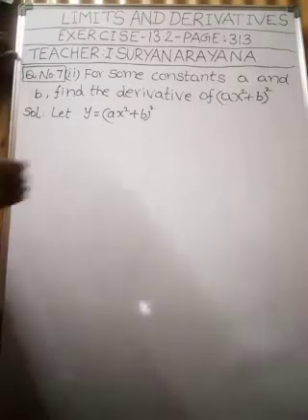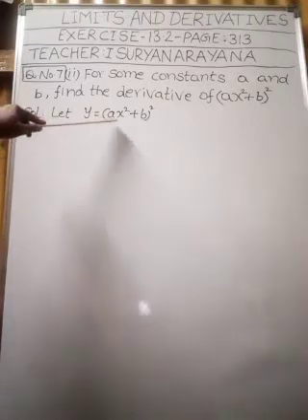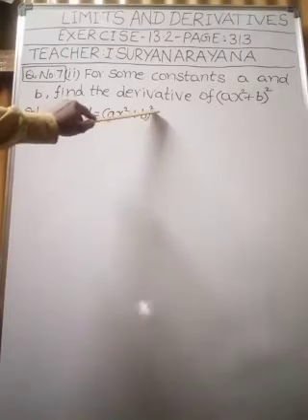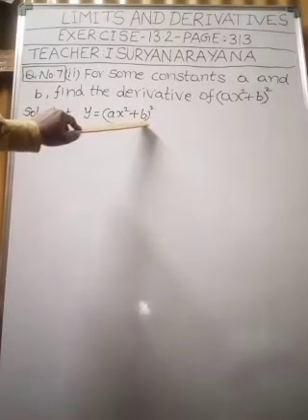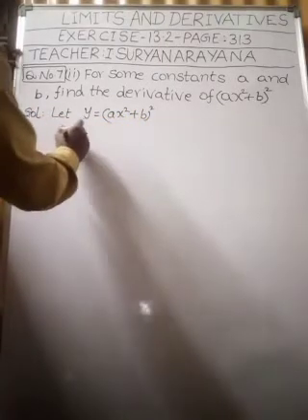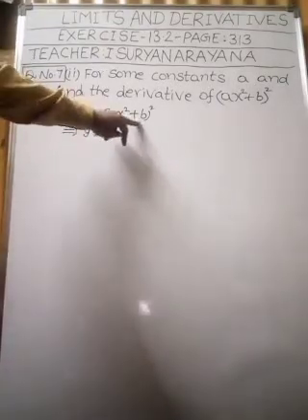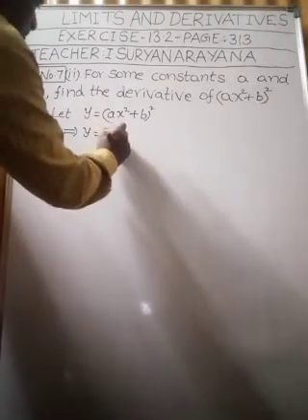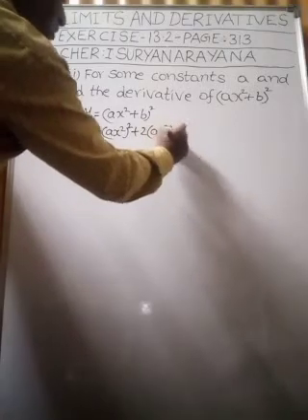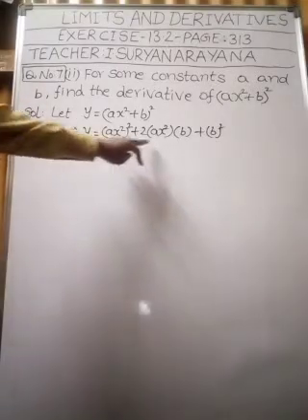Now let us expand this one by using our previous knowledge. If you observe this function, it is in the form of (a plus b) whole square. So let us expand this expression. This implies y is equal to, where a is equal to ax square, b means b only, (ax square) whole square, that is a square, plus 2ab, 2 into x square into b, plus b square. Understood this expansion?